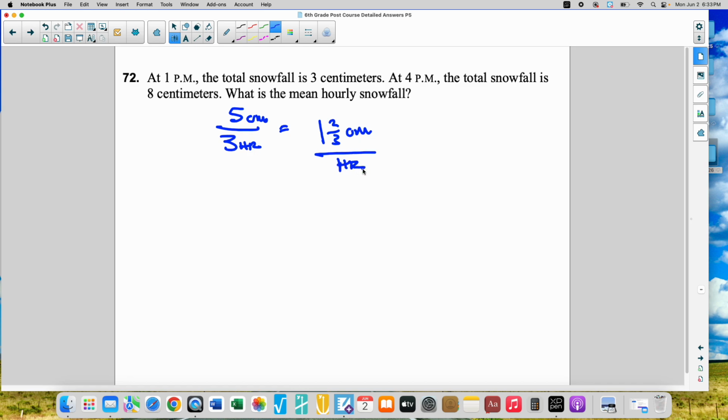Would that be the mean snowfall at 72? Yep. 1 2/3 centimeters per hour, or 5/3. 5/3 centimeters per hour, per 1 hour. There we go.